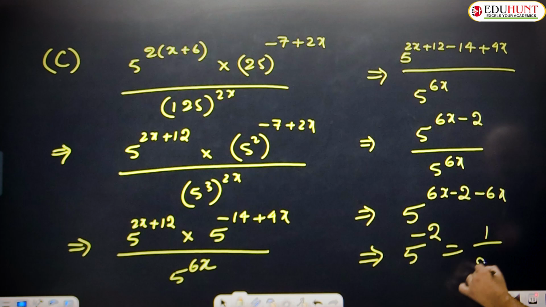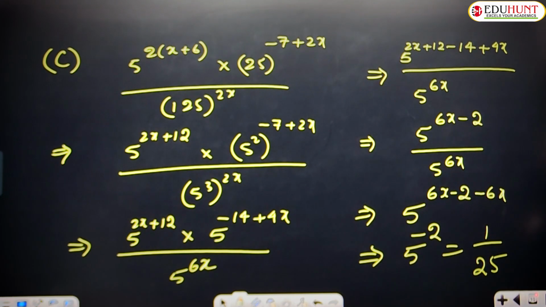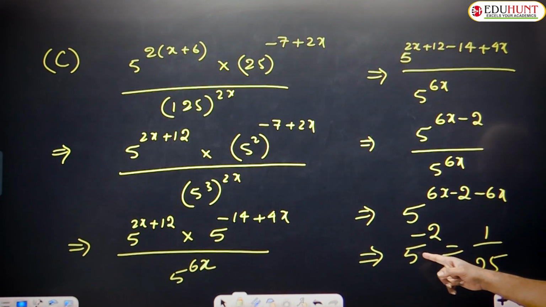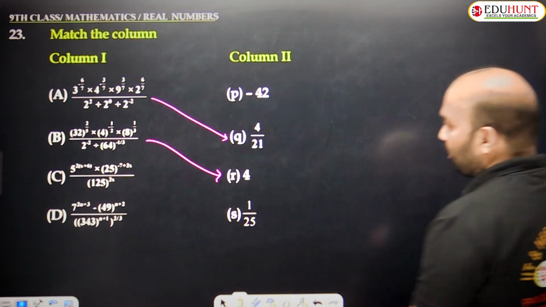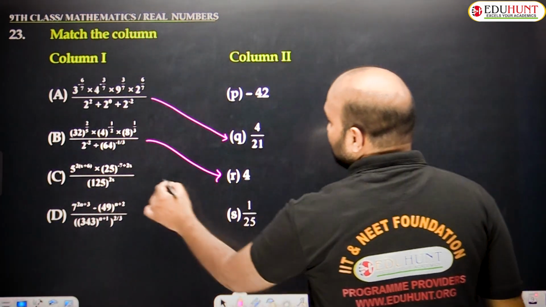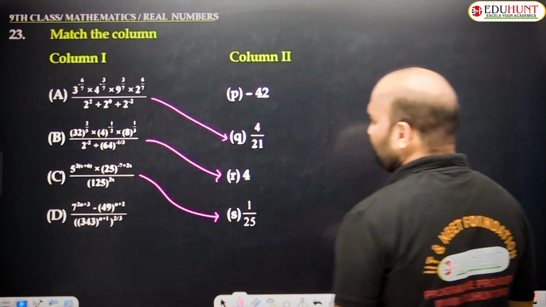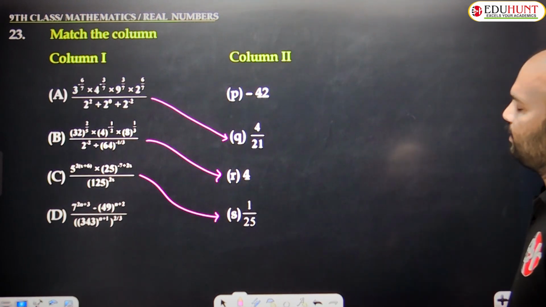5 power minus 2 is nothing but 1 by 25. So a power minus n can be written as 1 by a power n, nothing but 1 by 5 square, nothing but 25. So C is equal to 1 by 25. So C is matched with S. Okay.